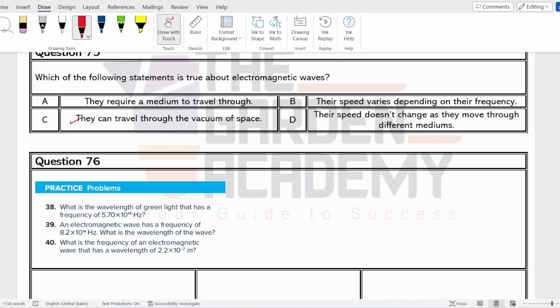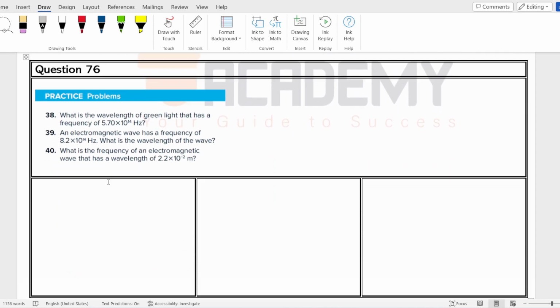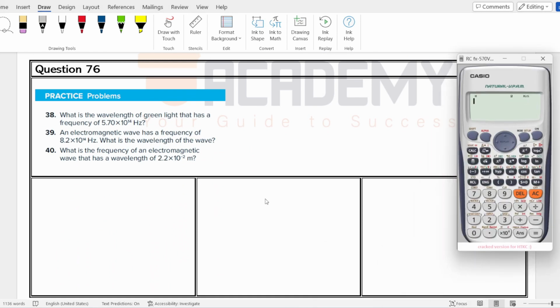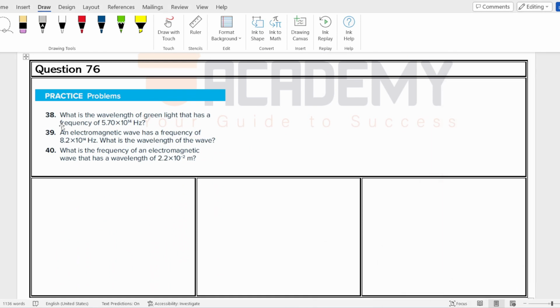طيب, ننتقل الآن إلى question 76 اللي هو عبارة عن question 38, 39 and 40 in the book. نبدأ مع بعض في السؤال الأول. هذا السؤال بيحكي لنا what is the wavelength of green light that has a frequency of 5.7 times 10 to the power 14 Hz. فعليا هو معطيني الفريكونسي. نبدأ دائما بكتابة القانون لامدا equals V over F.